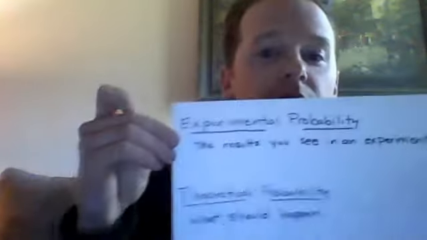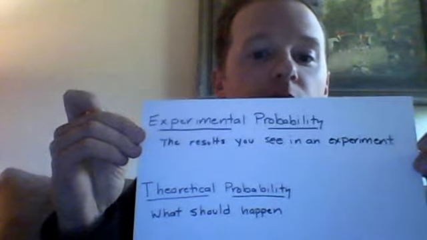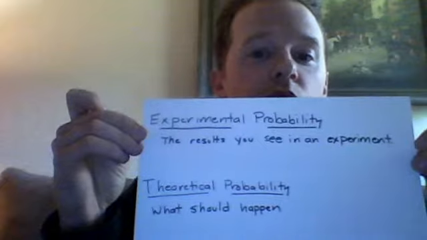The two different topics that we're going to discuss today are experimental probability and theoretical probability. Experimental probability is the results you see in an experiment, and theoretical probability is what should happen. We're going to do a very simple experiment here with a die, a number cube. Theoretically, what should happen?